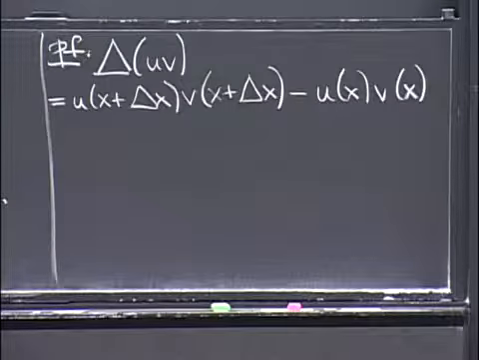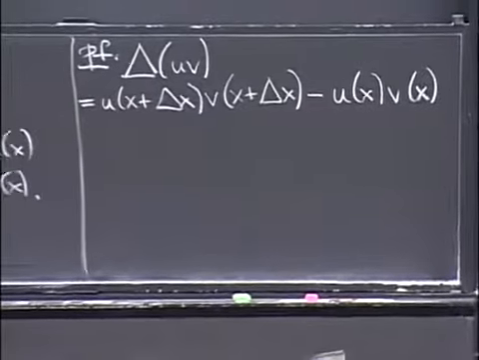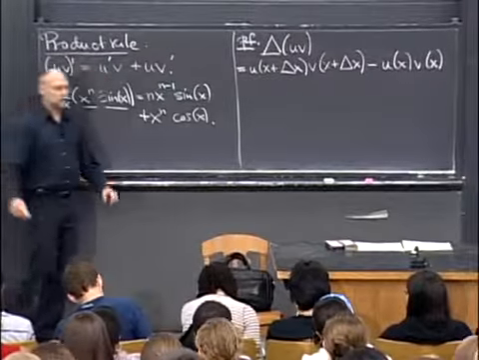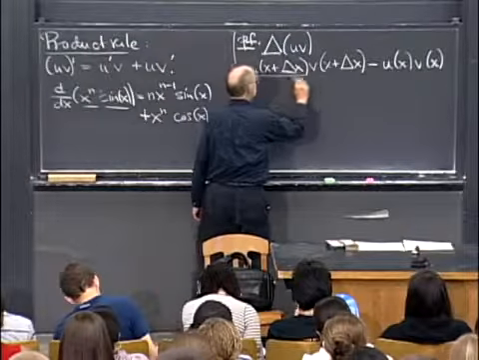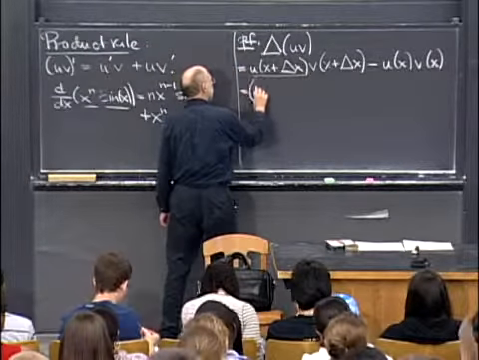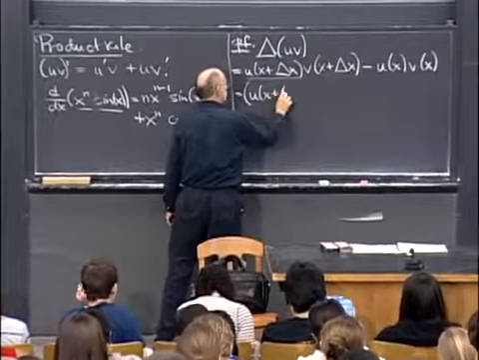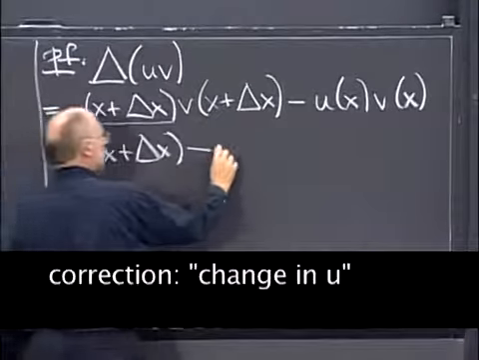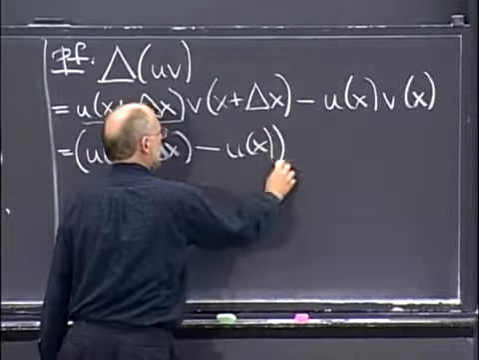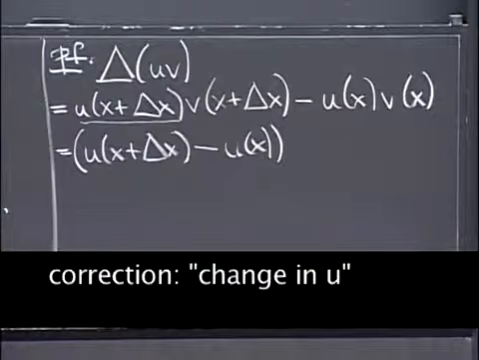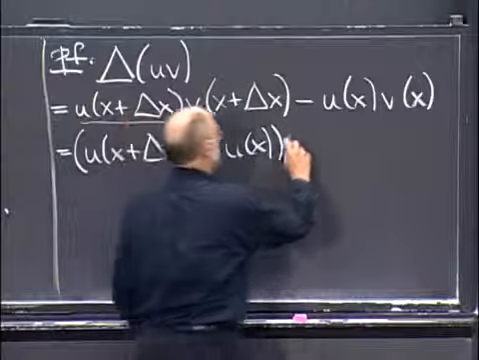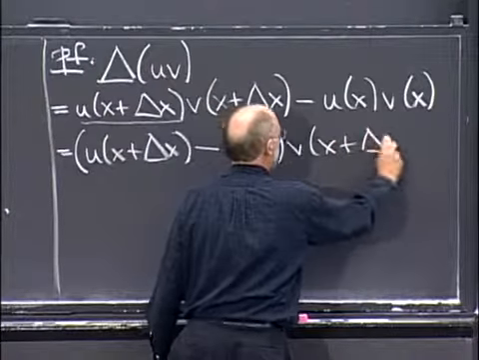OK. Now, according to the rule we're trying to prove, I have to get u prime involved. So I want to involve the change in u alone by itself. Let's just try that. I see part of the formula for the change in u right there. Let's see if we can get the rest of it in place. So the change in u is u of x plus delta x minus u of x, right? That's the change in u. Part of it occurs up here multiplied by v of x plus delta x. So let's put that in too.